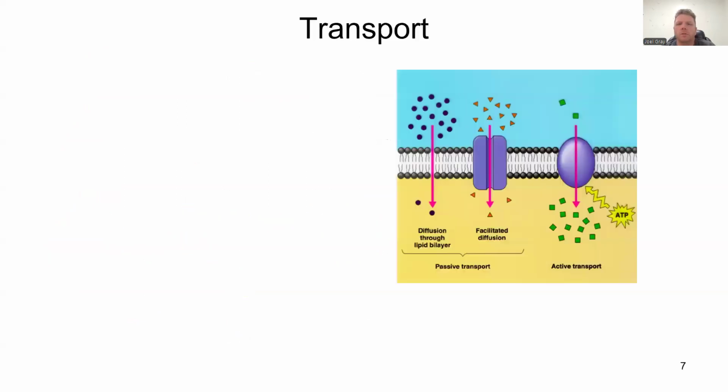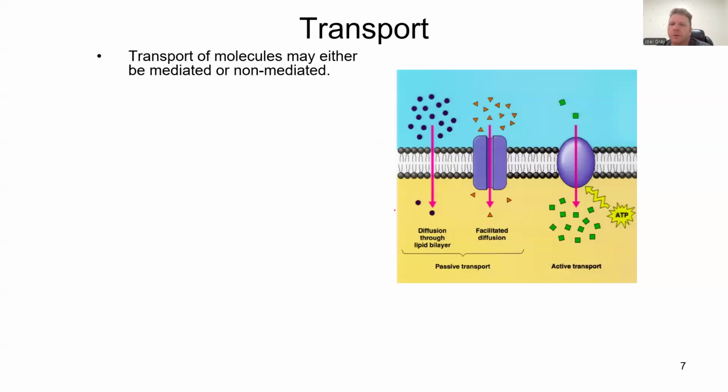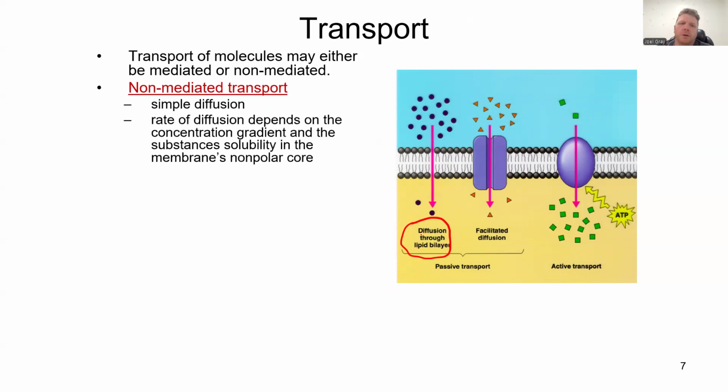Okay, so there we go. Now, when we're transporting substances across or through a membrane, the transport may either be mediated or non-mediated. So we can break this down into passive transport and active transport. Passive transport can fall into the category of being mediated or non-mediated. Non-mediated would be this right here, simple diffusion through a lipid bilayer.